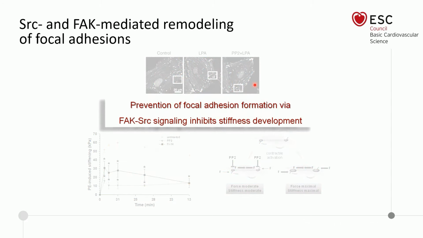So this is the second statement: prevention of focal adhesion formation via FAK-SRC signaling inhibits stiffness development, because PP2 is an inhibitor of SRC family kinases.